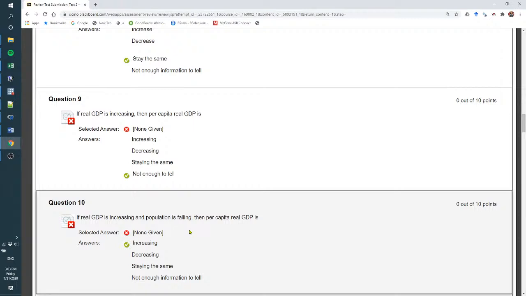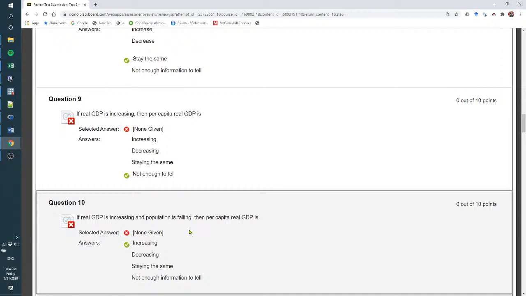And if GDP is increasing, that doesn't necessarily mean that people are on average better off. It could mean that you double the number of people in the country, and GDP increases by 1%. Well, on average, people are going to be much worse off. And so, just keep that in mind.